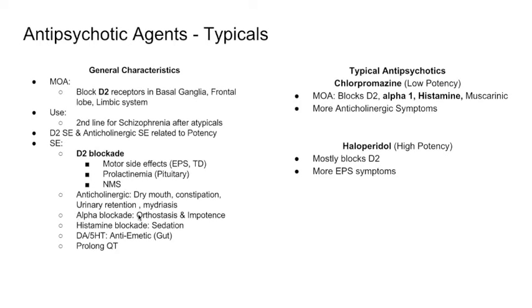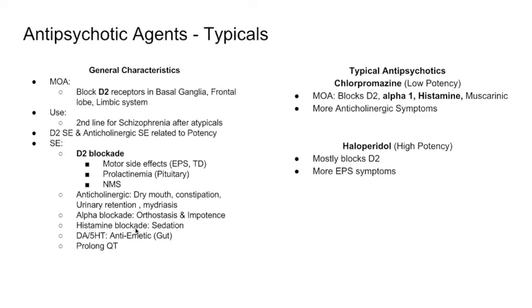They also cause alpha blockade. So alpha blockade causes orthostasis and impotence. Orthostasis because you block the alpha 1 receptor in the periphery, so you'll get hypotension. And impotence is because they block the alpha receptor in the penis, so you get impotence.